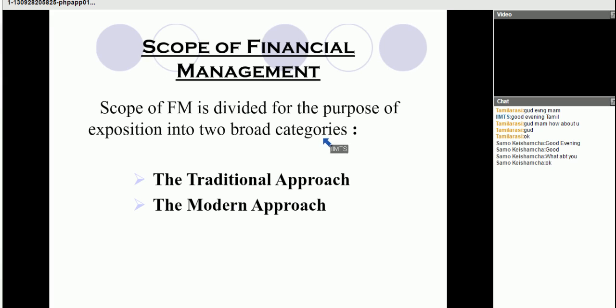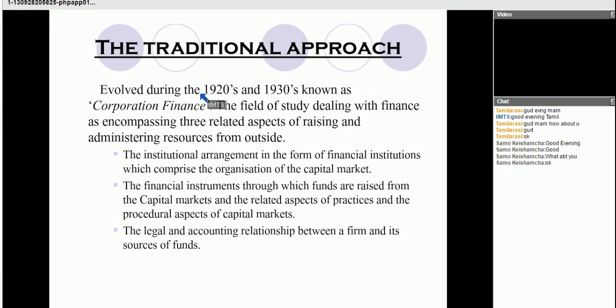So there are two different approaches to this financial management scope. One is the traditional approach and the other is the modern approach. Now let's see what these are. The traditional approach is also known as corporation finance. And in this, there are three related aspects of raising and administering resources from outside. There are three things which are considered in this.